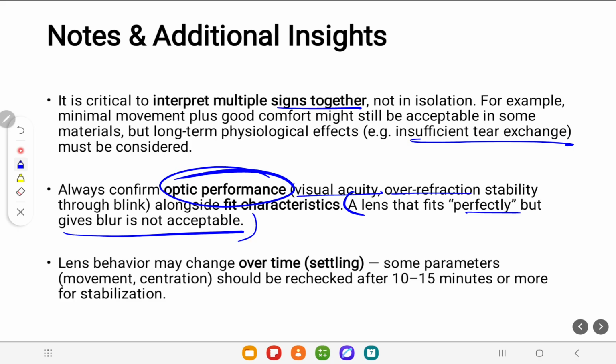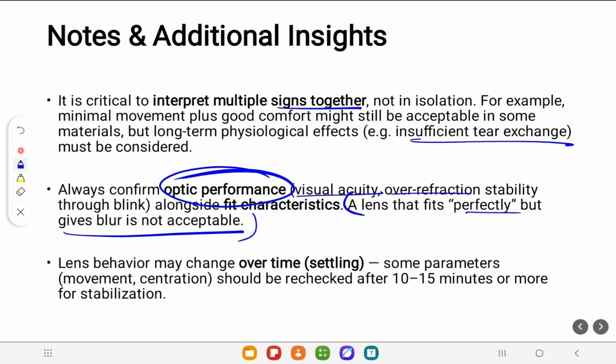Okay, lens behavior may change over time, because parameters may change over time. The contact lens may get more scratches, may get more deposits, or parameters can change. Sometimes the radius of curvature can change, or the total diameter can change. Yes, a little bit, but it can change. So over time there can be changes in lens behavior, so that's why we have to be cautious about it.